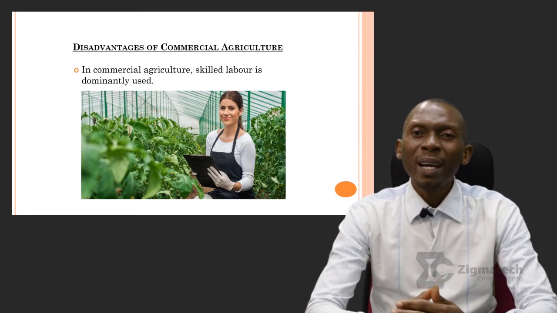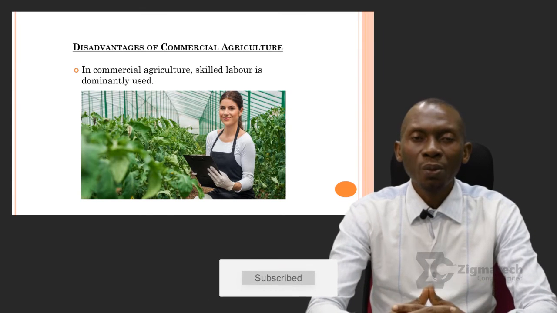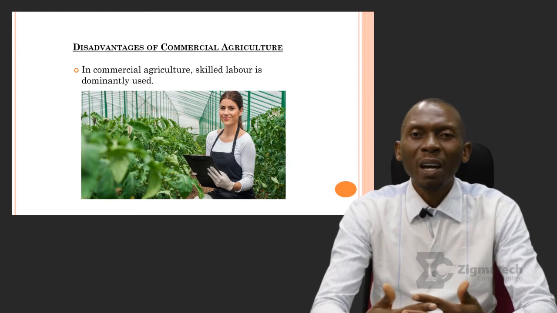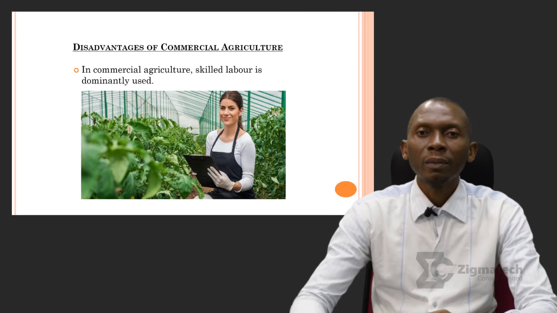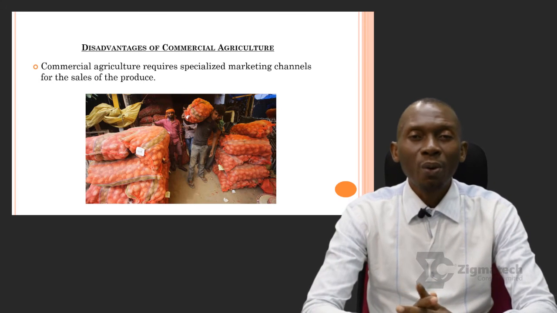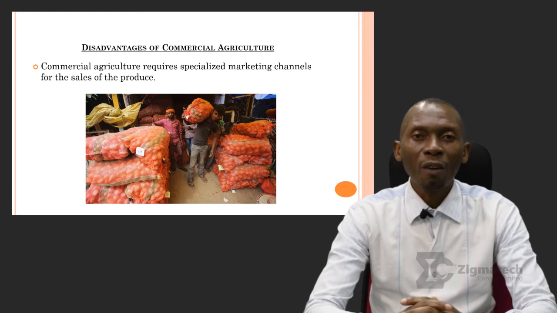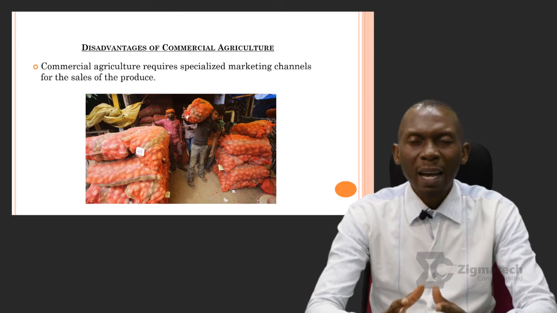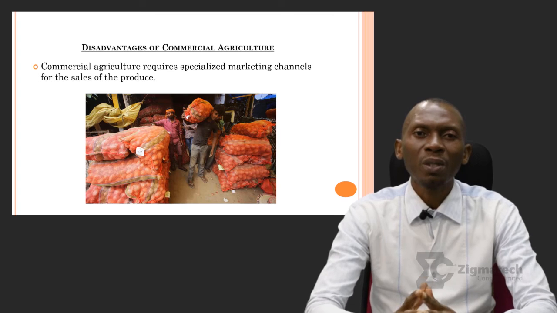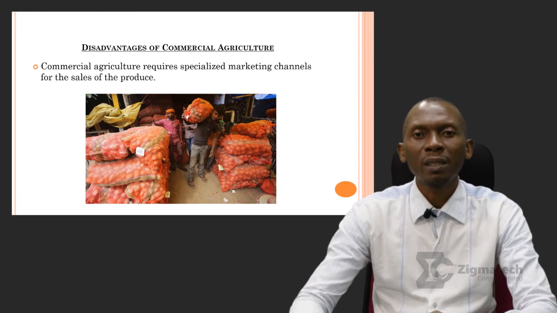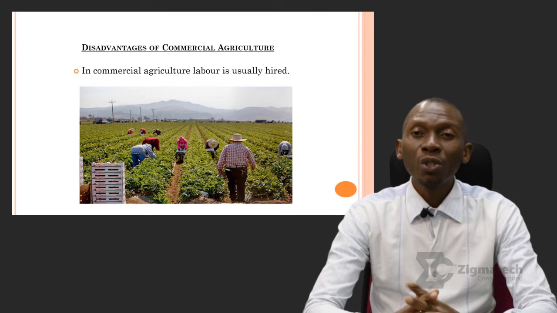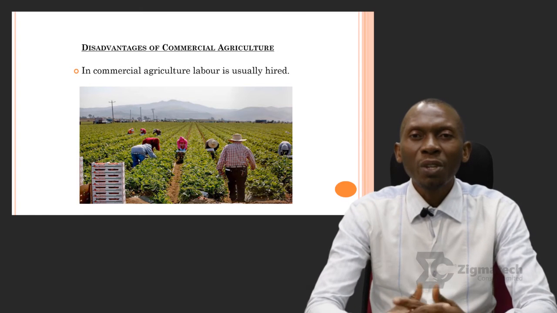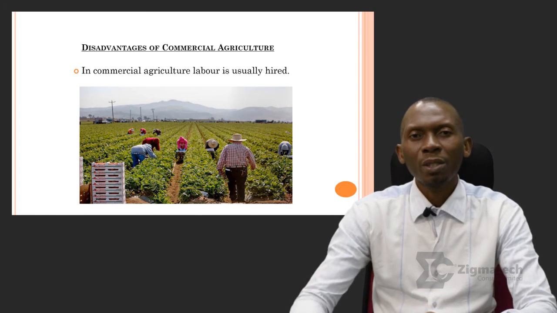Commercial agriculture also requires skilled labor. That is what is basically used in commercial agriculture, and that could serve as a disadvantage too, because that could also affect cost of production. Commercial agriculture also requires a marketing channel for the sale of the produce, because the farmer is producing on a large scale, and so he needs to have a good marketing channel in order to sell his produce so that he doesn't run into losses. In commercial agriculture, labor is usually hired. That's another disadvantage, because that could also influence the cost of production.